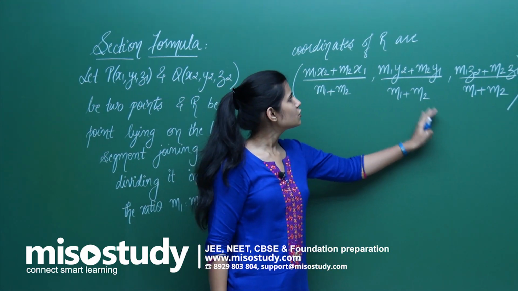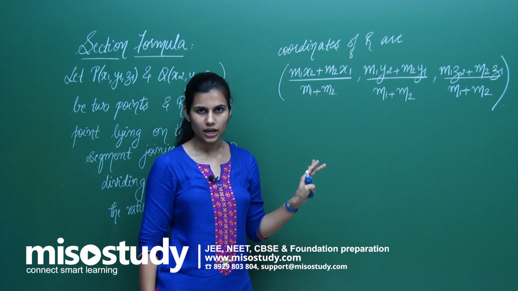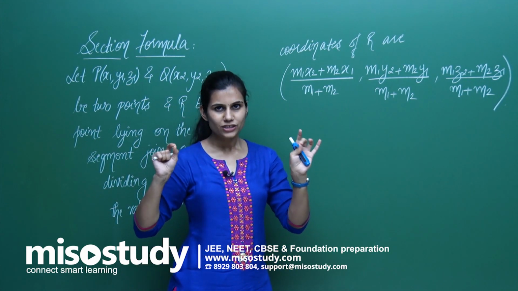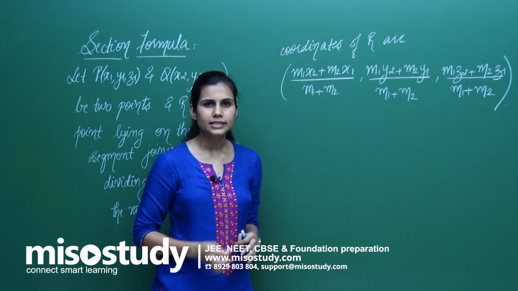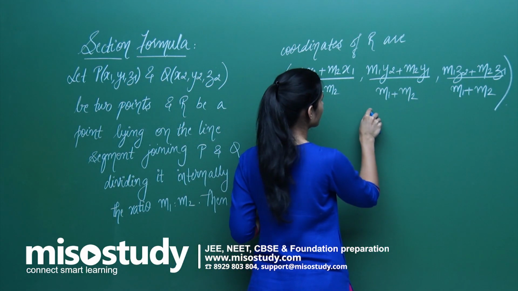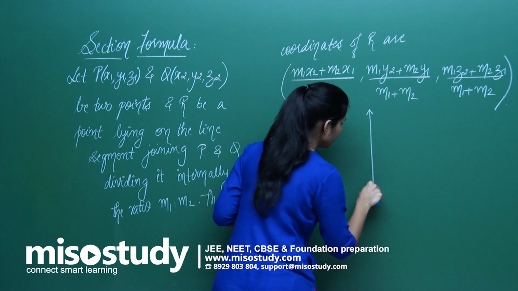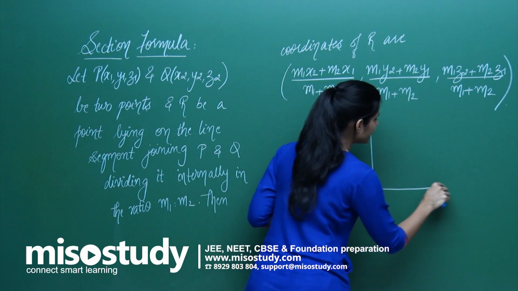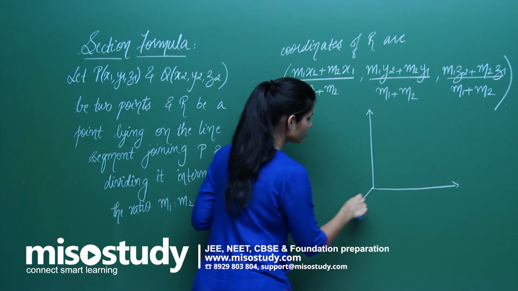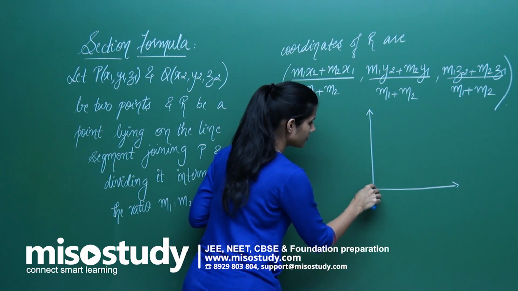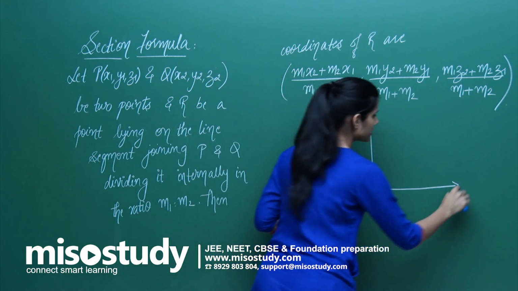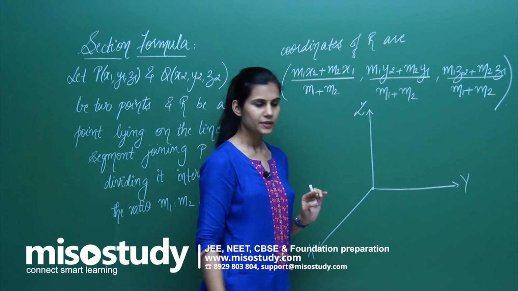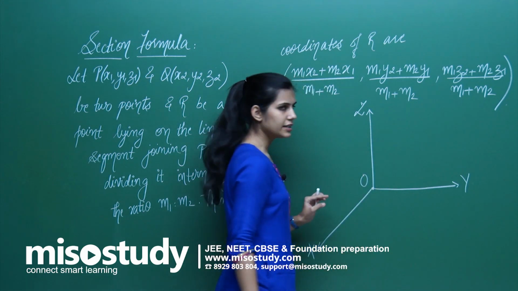So this happens to be the coordinates of this point R, which divides a line segment joining PQ in the ratio M1 is to M2. What is the setup? Let us see, and also understand how we get these as the coordinates of R. Say this is Z, this is X, and this is Y, and this is your origin, obviously.